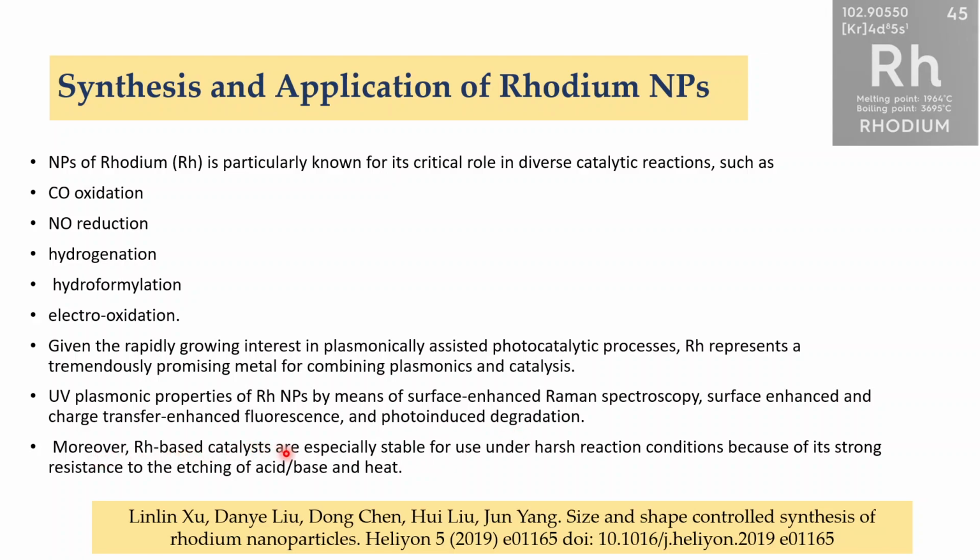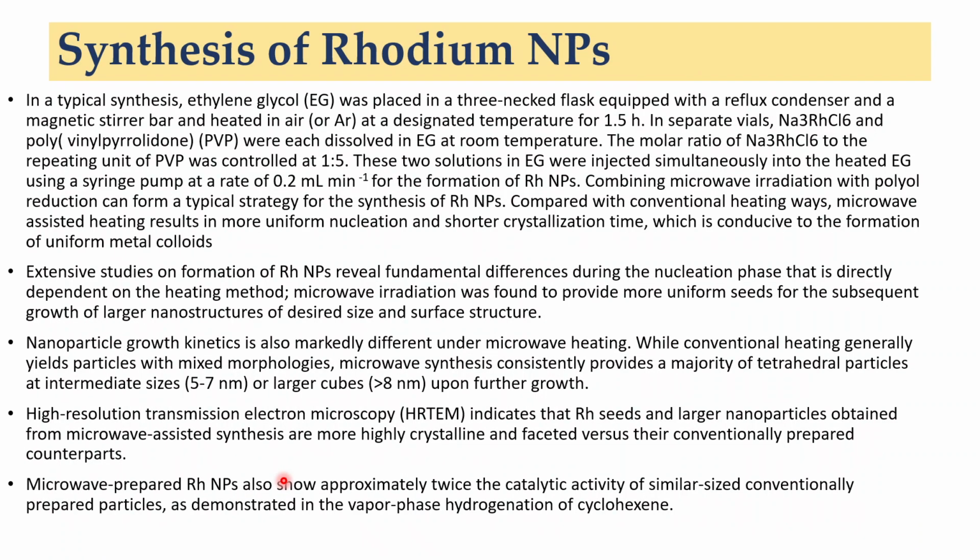Furthermore, rhodium-based catalysts are especially stable for use under harsh reaction conditions because of their strong resistance to the etching of acid or base and heat. This is one of the major chemical properties, a superior property that rhodium has compared to other noble metals. They are more strongly resistant to etching by acid and base and towards heat.